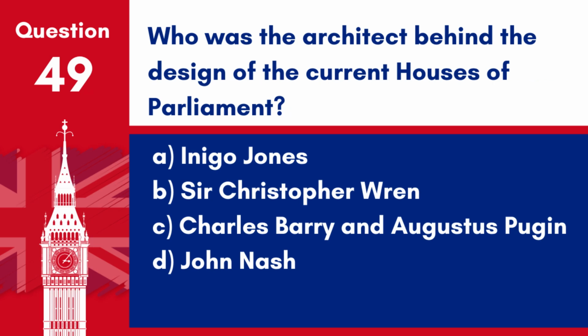Question 49. Who was the architect behind the design of the current Houses of Parliament? A. Inigo Jones. B. Sir Christopher Wren. C. Charles Barry and Augustus Pugin. D. John Nash. Answer: C. Charles Barry and Augustus Pugin. Sir Charles Barry and Augustus Pugin were the architects responsible for the Gothic revival design of the current Houses of Parliament in the mid-19th century.